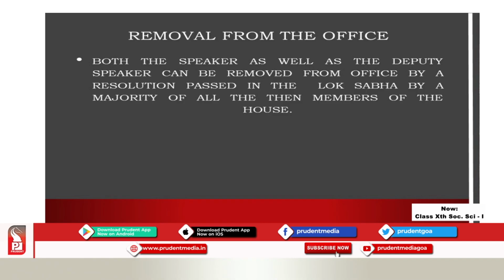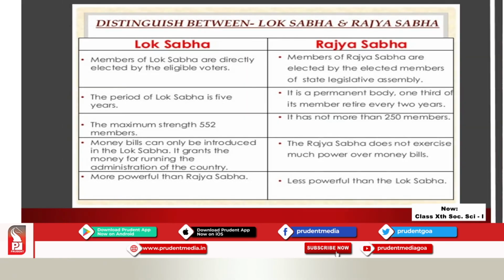Okay. Now, how can a Speaker be removed from his office? Both the Speaker as well as the Deputy Speaker are elected among the members of the Lok Sabha, so they can be removed from the office by a resolution passed by a majority of the members. If a majority of the members are in favor of removing the Speaker or the Deputy Speaker, he has to leave his office. Now let us see the distinction between Lok Sabha and Rajya Sabha.